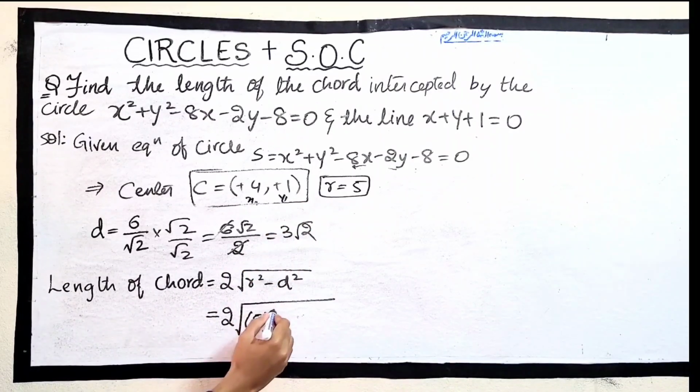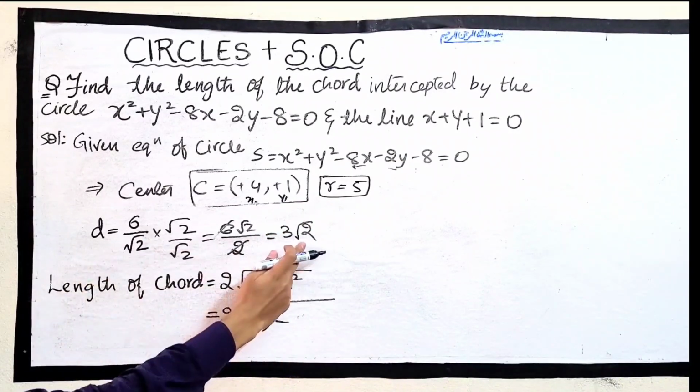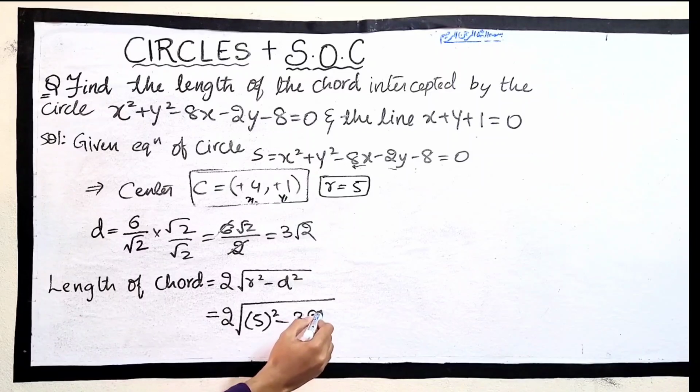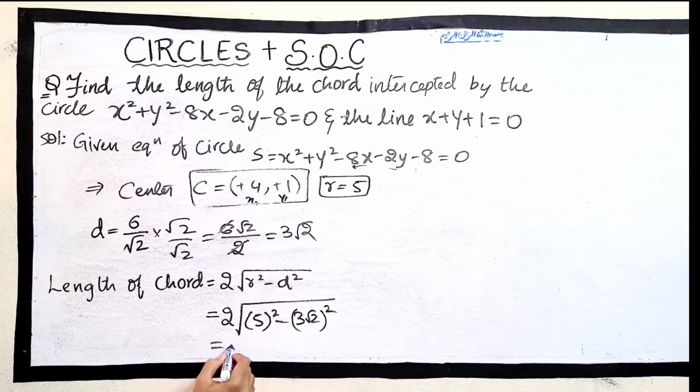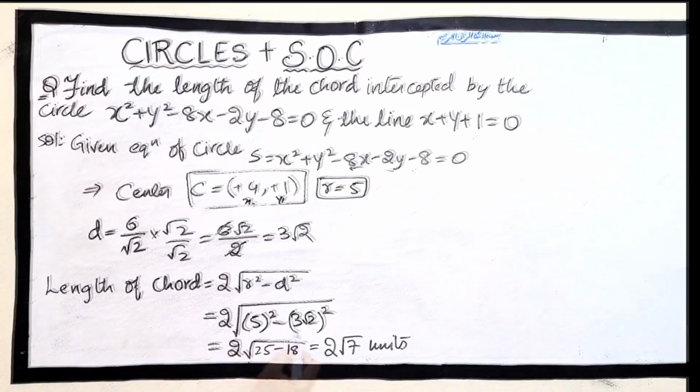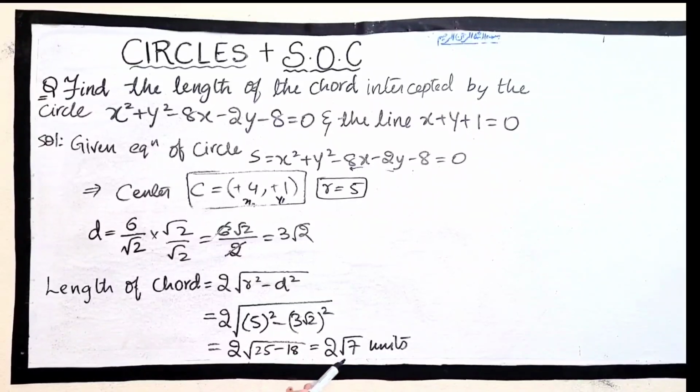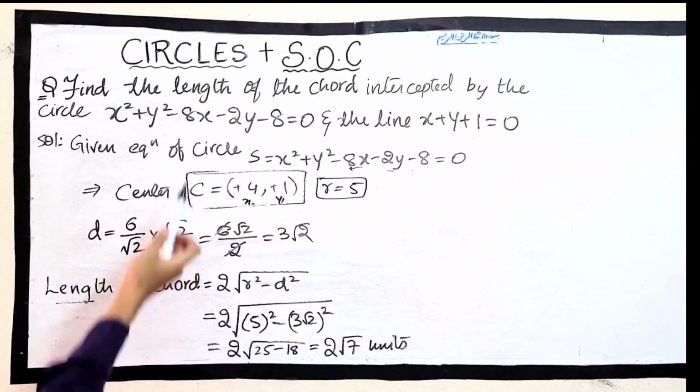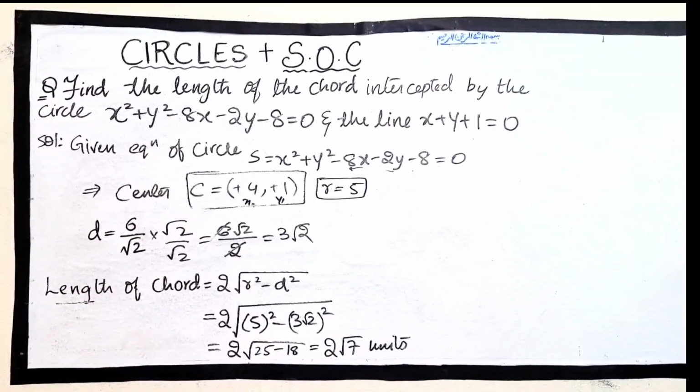This will be 5 square minus, in place of d, you have to substitute the value 3 root 2 whole square. That's it. You will get the answer. Hence the final answer is 2 root 7, which gives you the length of the chord. That's it. It is a very simple problem. Now let us see the next problem.